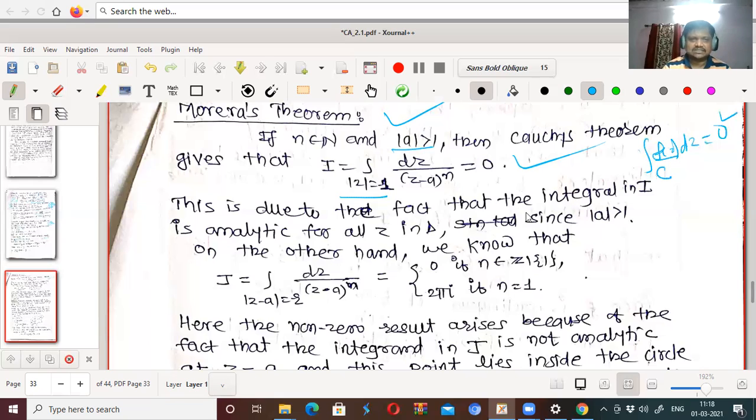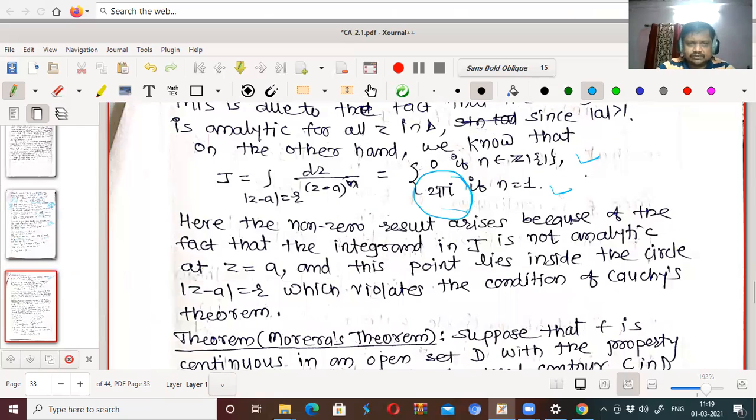This is due to the fact that the integrand is analytic for all z in the domain, since mod a is greater than 1. On the other hand, we know that the integral over mod z minus a equal to r of 1 upon z minus a to the power n dz is 0 if n is greater than 1, and it is 2 pi i if n is equal to 1. That means the integral over mod z minus a equal to r of 1 upon z minus a is equal to 2 pi i. We proved this.